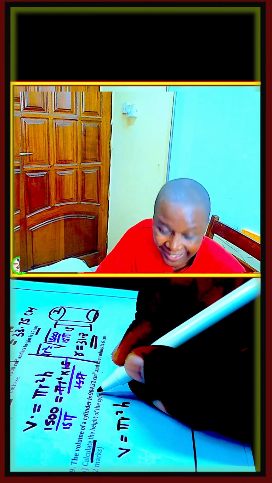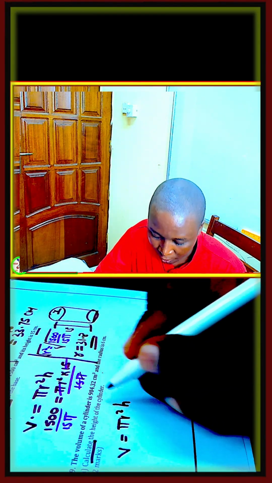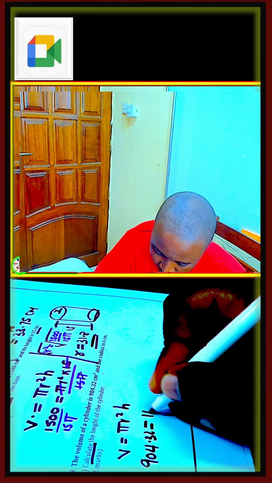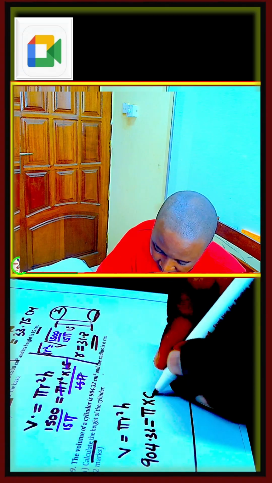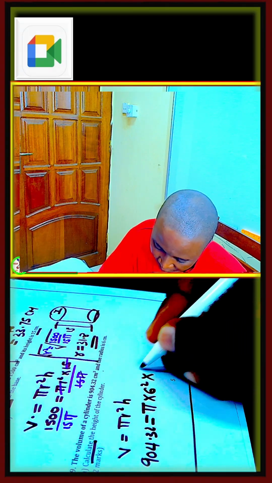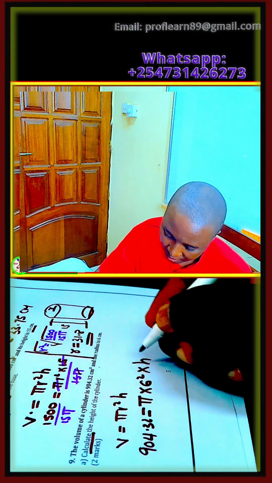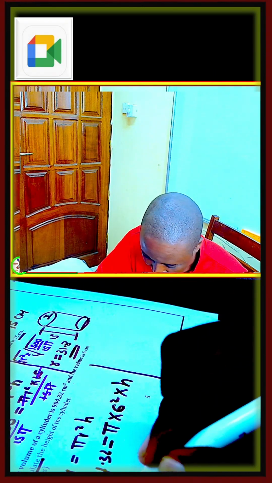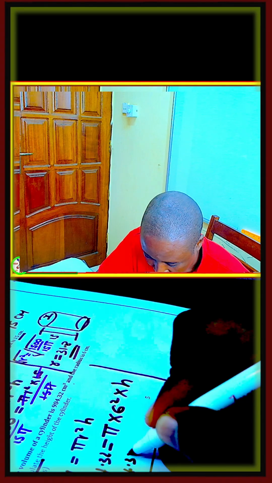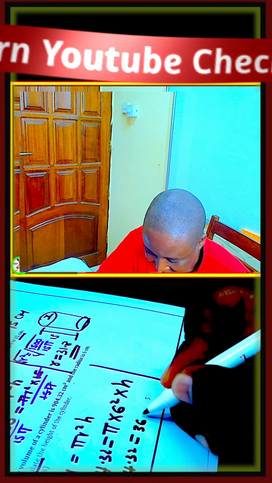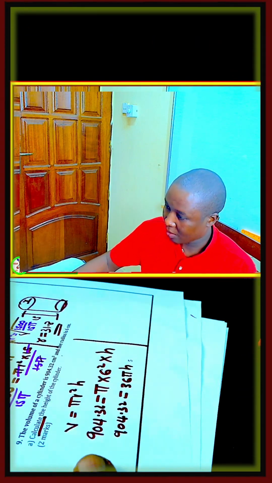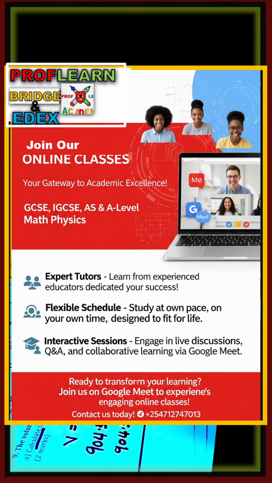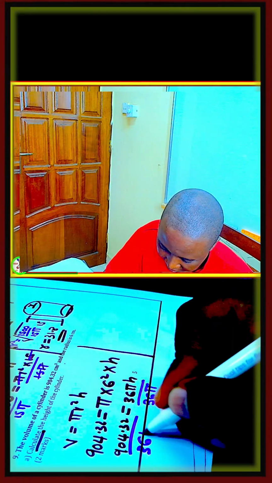The volume here is given as 904.32. So 904.32 is equal to pi times the radius, which is 6 squared, times the height, which we don't know. If we simplify this, we get 904.32 is equal to 36 pi h. Then you can divide both sides by 36 pi.